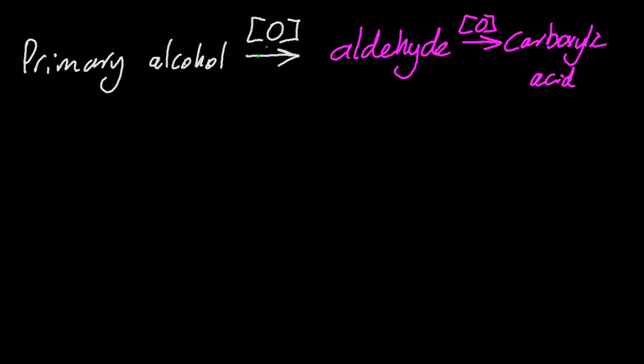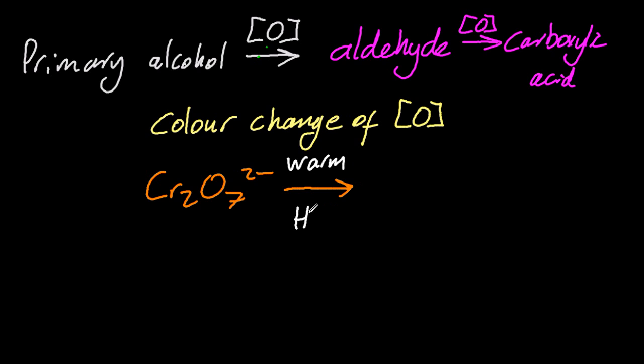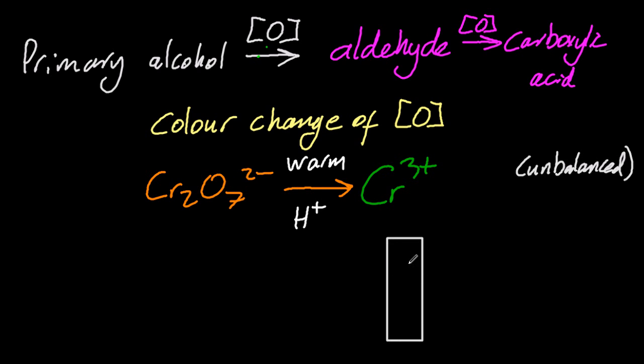That's primary alcohols. Let's look at secondary alcohols. Oh, but before that, what is the color change of this oxidation? The IB loves this question. Dichromate is orange, and when you warm it with acid, it turns green. So chromium goes from +6 to +3 oxidation number. And just remember traffic lights. It goes from orange to green.